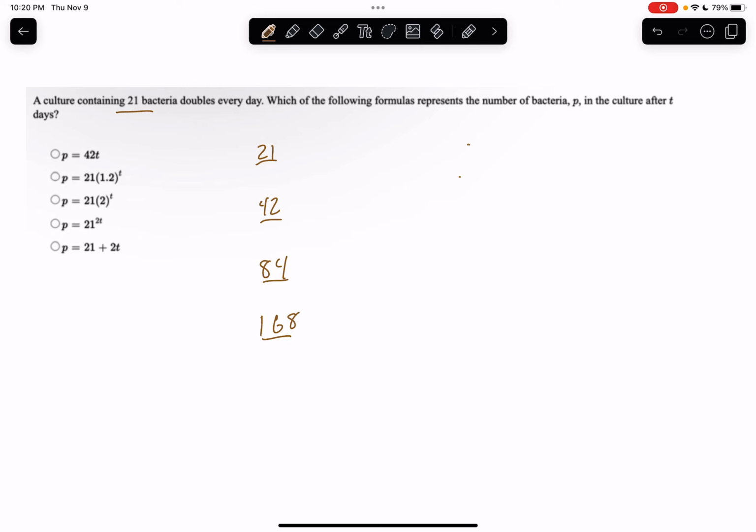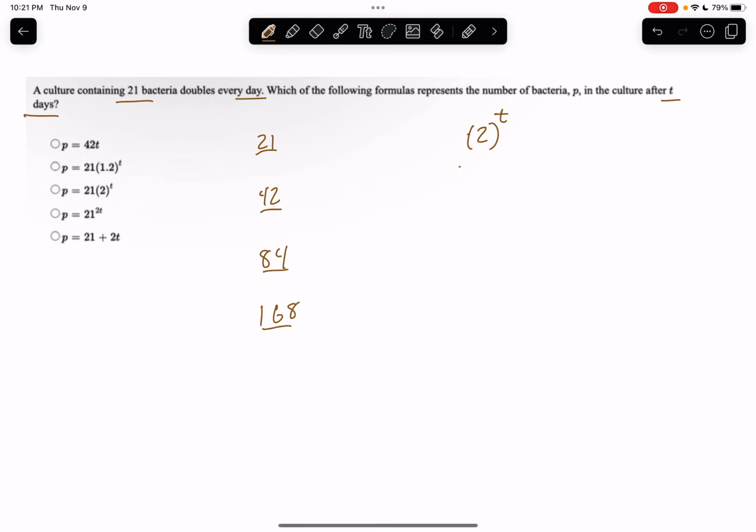And I'll just go ahead and let you in on the secret. So if it doubles every day, you use a 2. If it triples every day, we'd use a 3. If it quadruples every day, we'd use a 4 there. So use a 2. And on that 2, you have your time, T. So T is in days here. It says after T days, and it says it doubles every day. So my T is in the same unit of days.